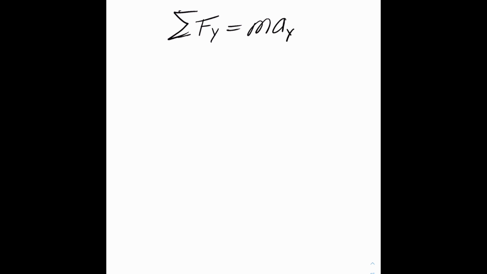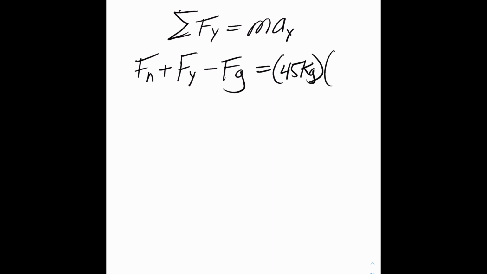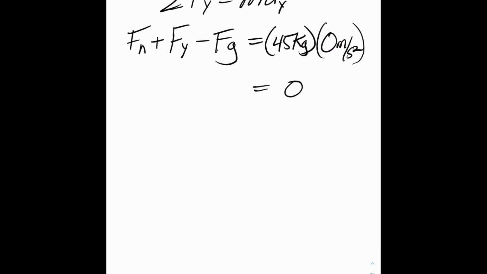All right. So positive y forces, right? So we got Fn, and we got Fy. So we got to add those two. And then negative y forces, we have just Fg. Mass is 45. Acceleration is 0 in the y direction, obviously. It's not going through the ground. It's not going up into the air and speeding up or slowing down in either direction. So we end up getting a 0 over here. We have Fn plus Fy minus Fg.